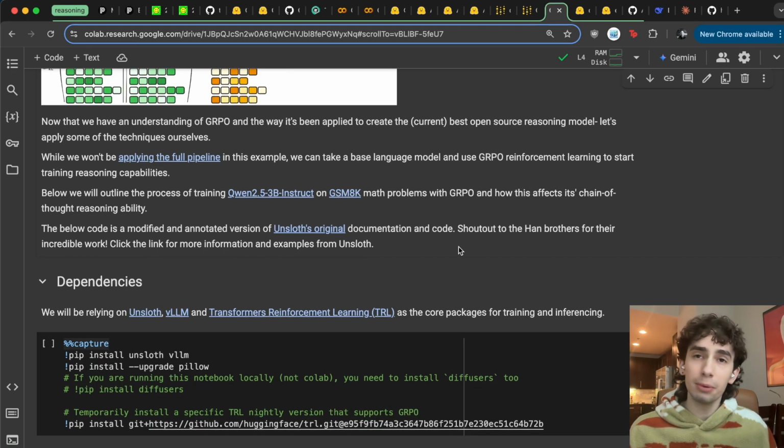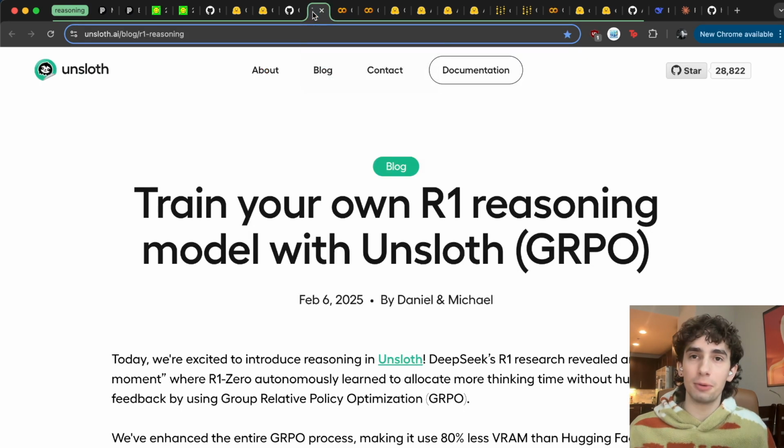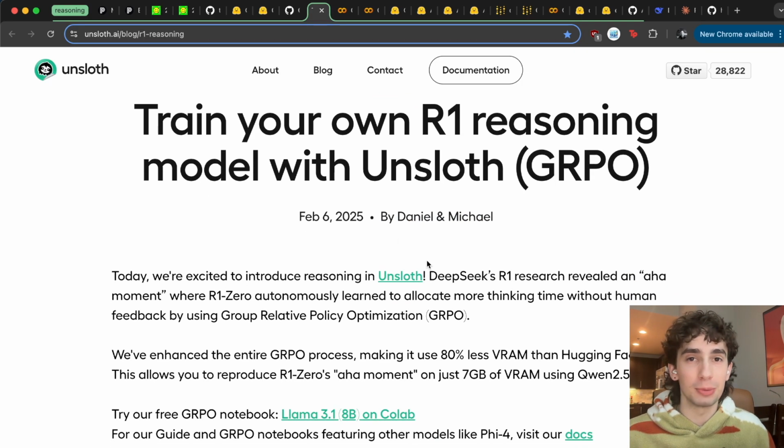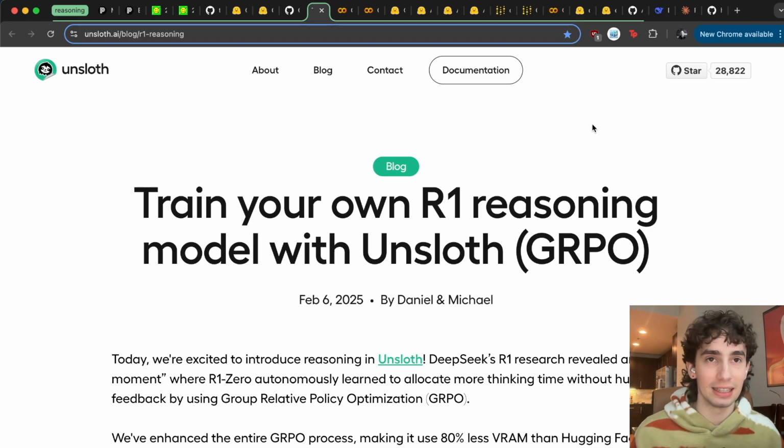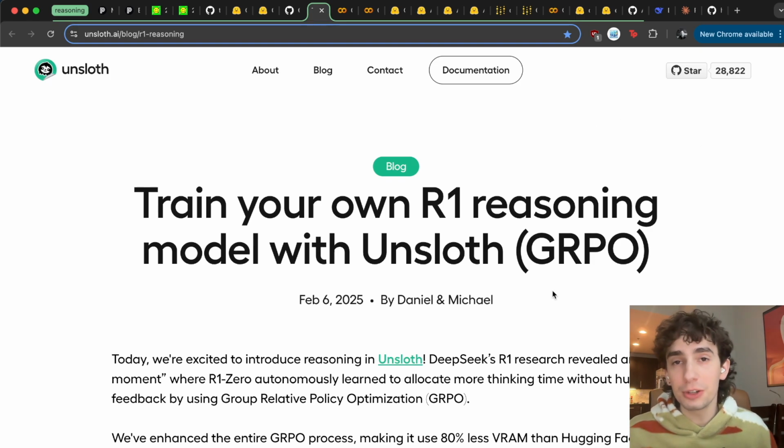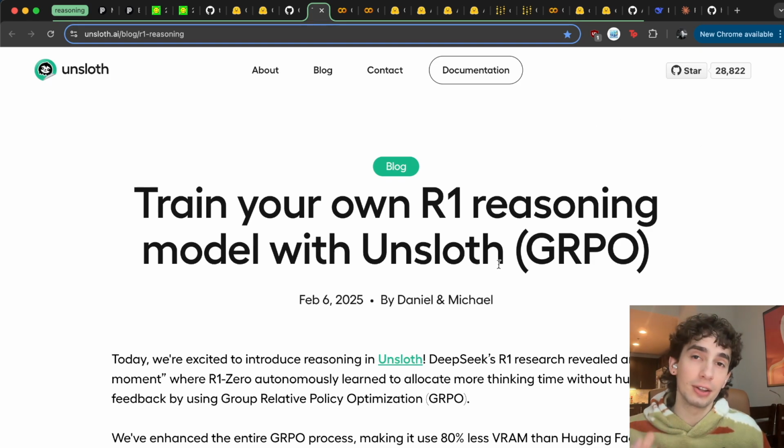To do this, I'm going to be modifying a notebook that was originally created by Unsloth, a phenomenal piece of work from Daniel and Michael Han, who are specialists in the algorithms behind optimizing and training these language models. So I'll have a bunch more resources related to Unsloth linked in the description below so that you can check out their stuff.